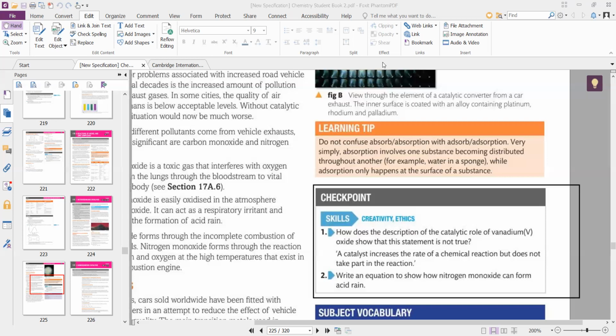Acid rain means nitric acid and also sulfuric acid both. Nitric acid and nitrogen, it's enough. But here we have to consider nitric acid because of NO2 and CO.